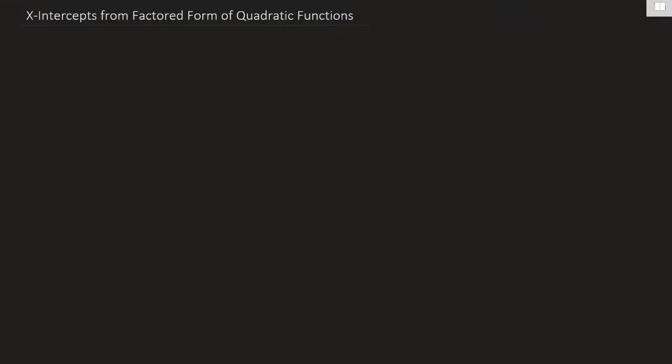Hey everyone! In this video I'm going to show you how to use the zero property to find the x-intercepts from the factored form of a quadratic function. Okay, that's a lot of terminology all at once. Let's just jump right into an example because I think it'll make more sense if I show you what I mean. So let's say we've got f of x is x plus 4, x minus 6.